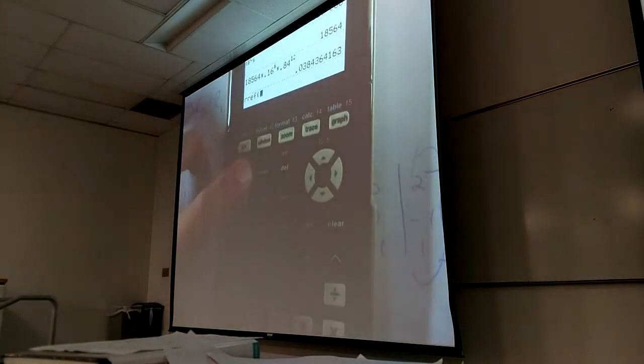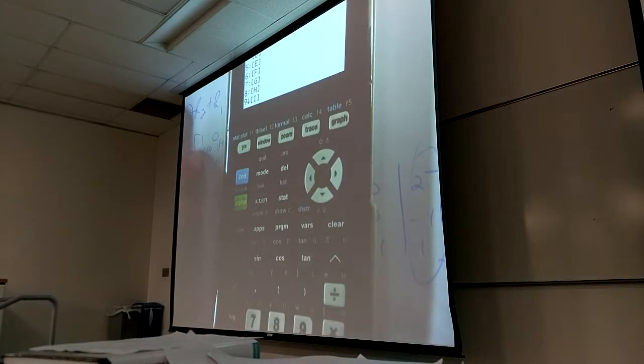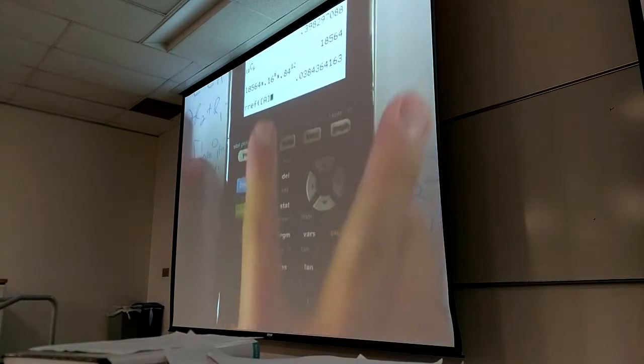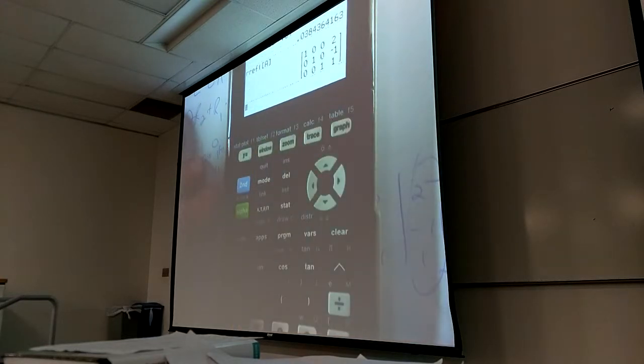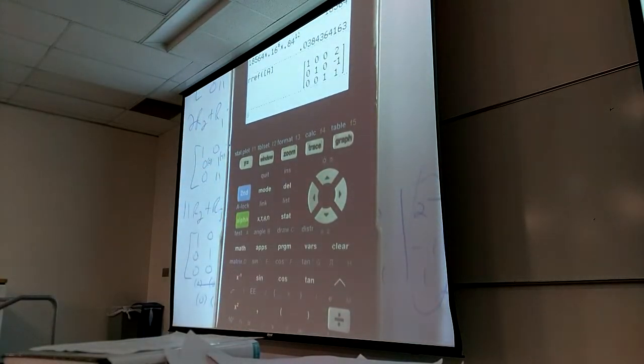You got to go back into the matrix and say, I want this one. So you got to tell it row reduce A. If you hit enter, look at that. Damn, it costs $100. It better do that fast.